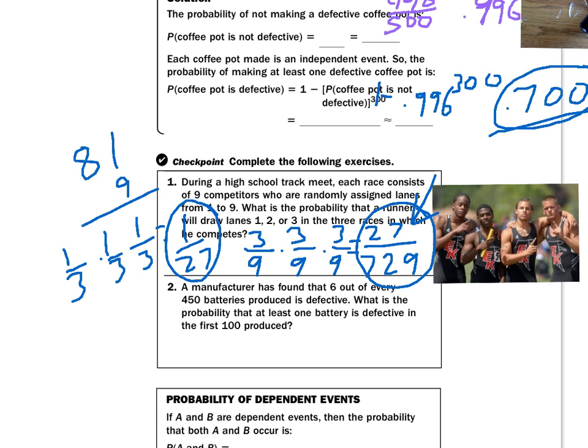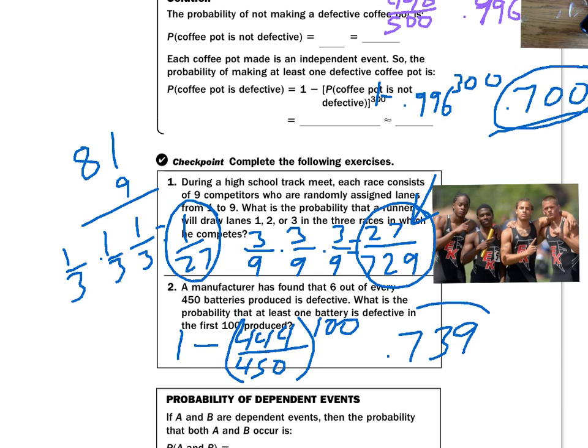All right. Manufacturers found that 6 out of every 450 batteries is defective. What's the probability that at least one battery is defective? Well, you do that same thing you did earlier. 1 minus 444 out of 450, to the power, and that comes out to 0.739. All right.